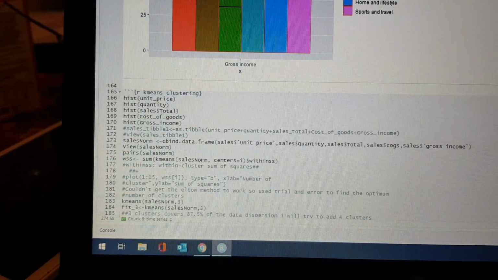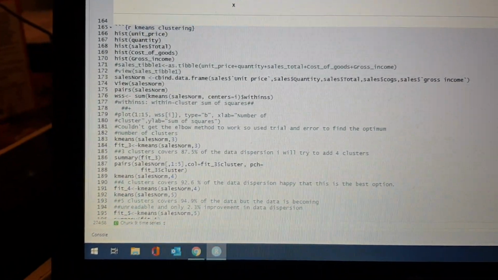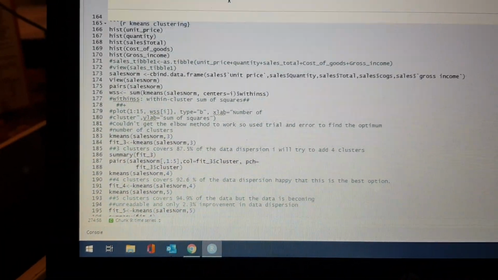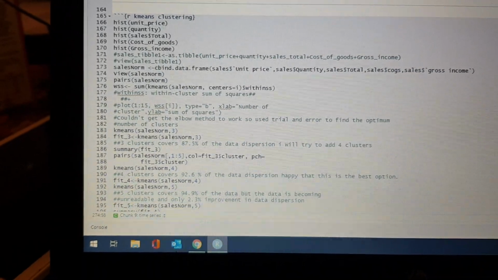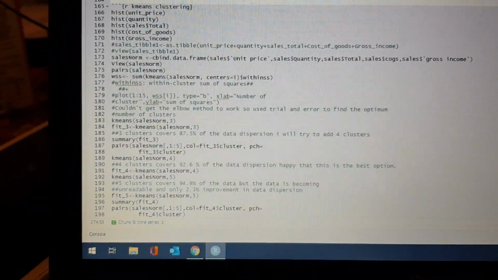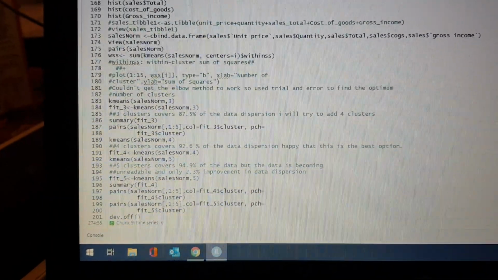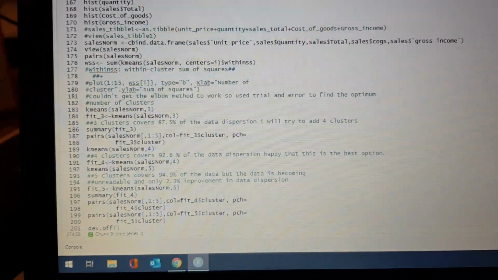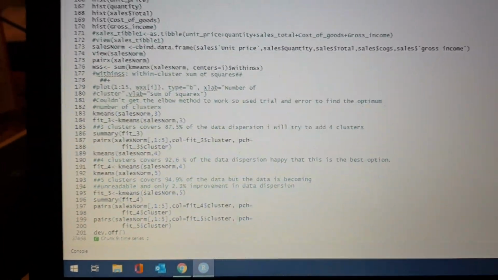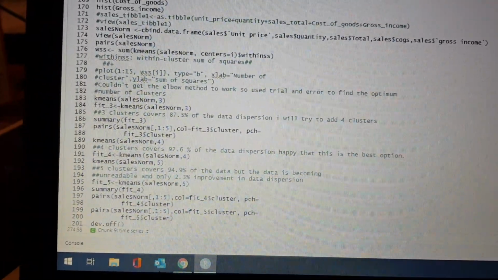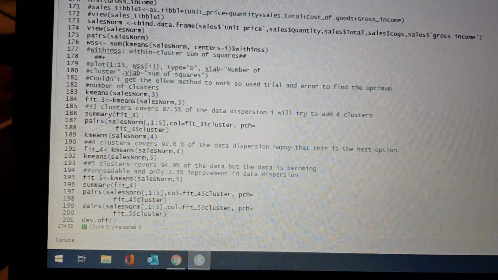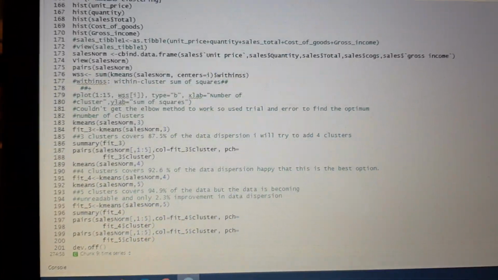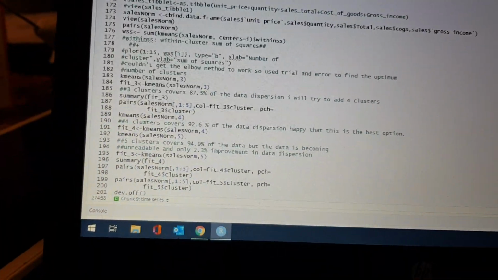Then I went on to do the k-means clustering. I couldn't get the elbow method to work. I just used trial and error to find the best number of clusters to use. So I decided on 4 because I tried 3 and it covered 87.5% of the data. Then I tried 4 and it covered 92.6%. And then I went on to try 5 and it covered 94.9%, but the data was getting unreadable, so I'm back to using 4, and it seemed to be the best option.